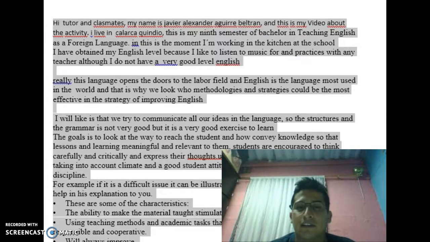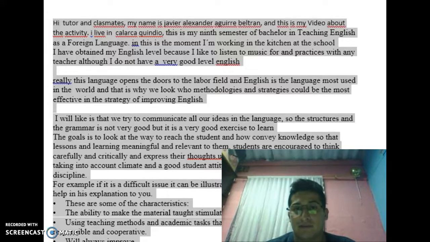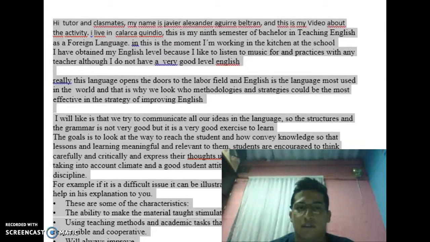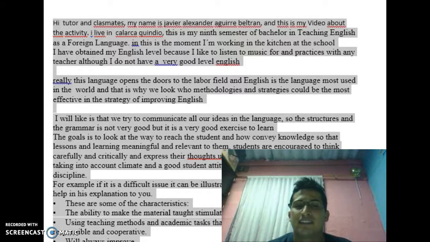I live in Caracas, and this is my ninth semester of the Bachelor in Teaching English as a Foreign Language. And this is the moment I was working in the kitchen at the school. I have obtained my English level because I like to listen to music and practice with any teacher, although I don't have a very good English level. Really, this language opened the door to the labor field.